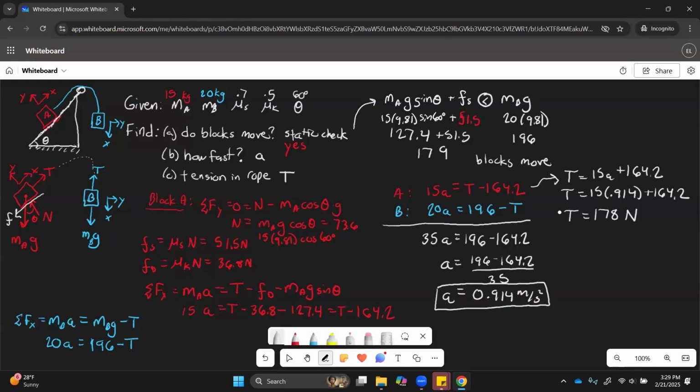And this tension is less than the weight, and that makes sense because B is going down, so the tension is not able to hold B up. If tension were equal to the weight, then B would be hanging still. But instead, it's falling down, and therefore tension is less than the weight. So this is how you solve a 2 blocks problem when one block is on a plane with friction and one block is hanging.